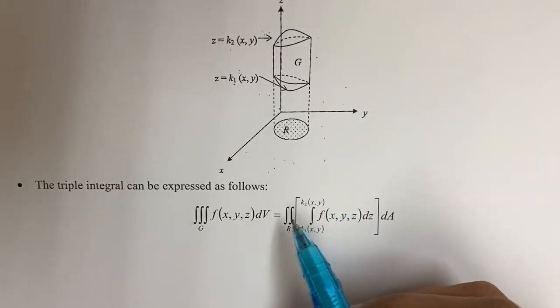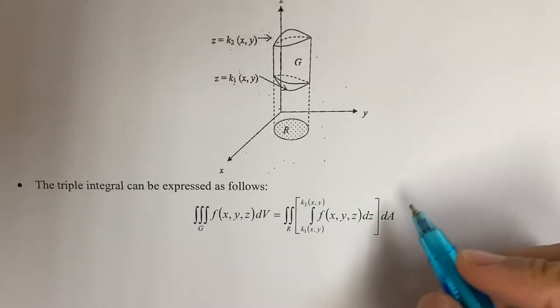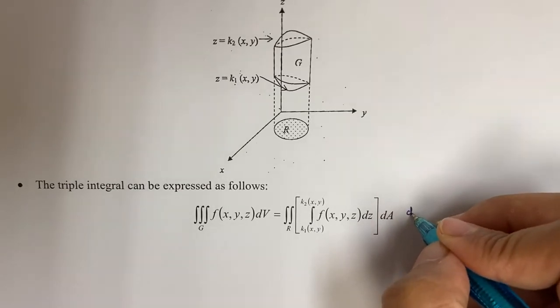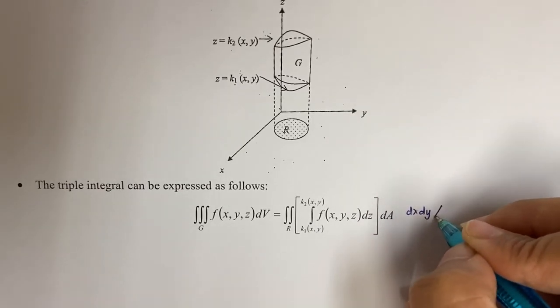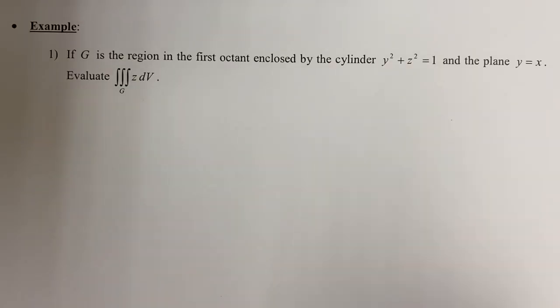We have the triple integral, and we solve for dz first and then followed by dA. dA is the base. Either you do it dx dy or dy dx. So this is for the first type. For this example, if G is the region in the first octant enclosed by the cylinder y squared plus z squared equals 1 and the plane y equals x, evaluate the triple integral over G of z dV.